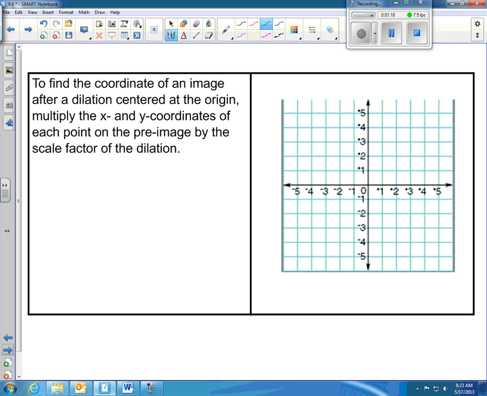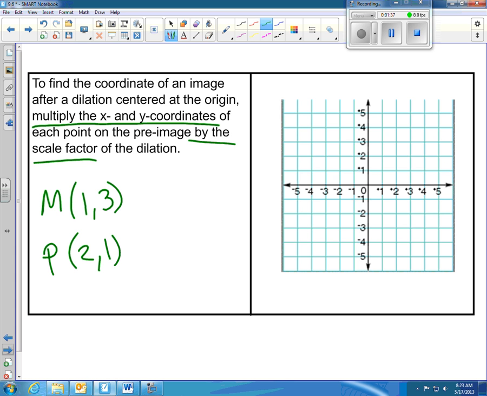All right, to find the coordinate of an image after a dilation centered at the origin, multiply the x and y coordinates of each point on the preimage by the scale factor of the dilation. So for example, let's say we have points M at 1, 3 and P at 2, 1. So we have a line here. 1, 3 is M and 2, 1 is P. Here's our line. And let's say that we have a scale factor of 2.